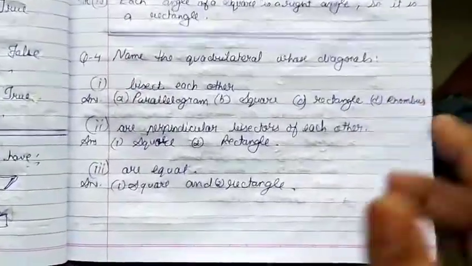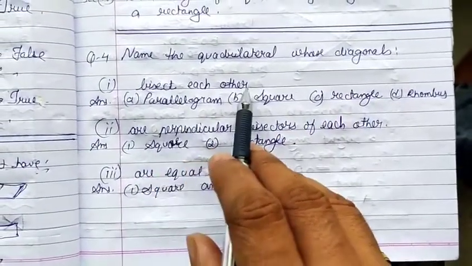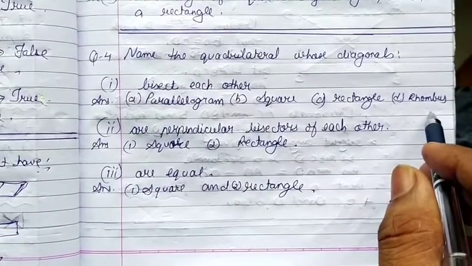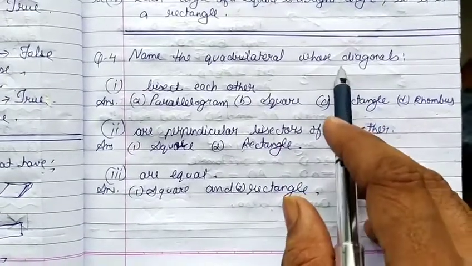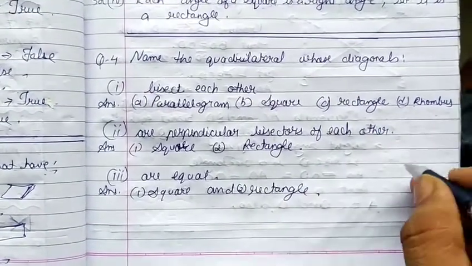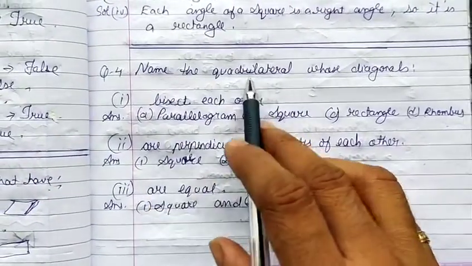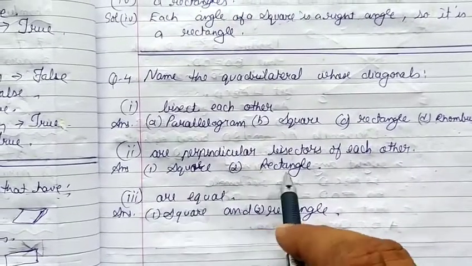Let us see the next one, the fourth one. Name the quadrilateral whose diagonals bisect each other. It can be a parallelogram, square, rectangle and rhombus. Why have I not written kite? Because they had not mentioned the perpendicular bisector. Here only a simple diagonal is given. Perpendicular means straight, 90 degrees. A quadrilateral whose diagonals are perpendicular bisectors of each other is possible in square and rectangle.